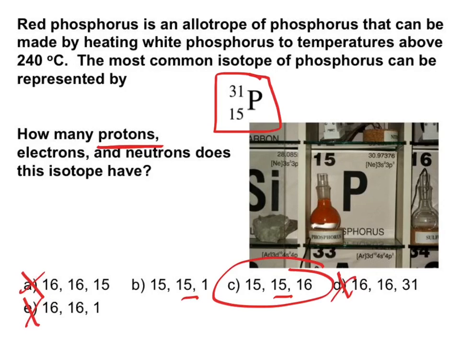Phosphorus is one of the components of making meth. Oh my goodness. How would you know that? Well, I was curious how you made it. So then you went and Googled it. Yes.